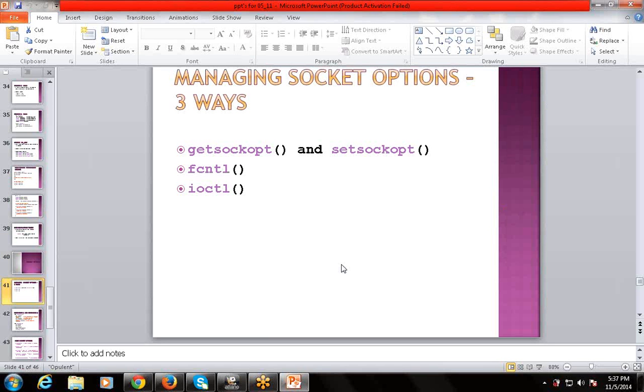Next are the socket options. What are the three ways to manage the sockets? One is getsockopt, one is setsockopt, one is fcntl, and one is ioctl. These are the ways, or socket option calls, that are used.